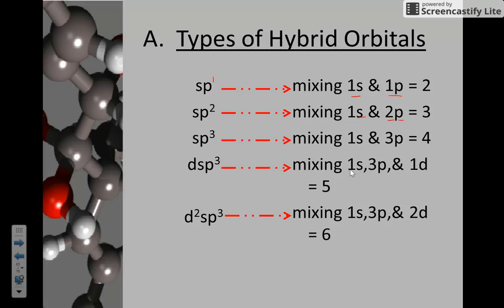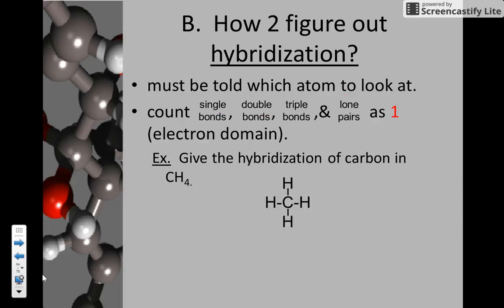And then, as I said a while ago, when your d orbitals come into play and you have those expanded octets, if you're using one of those subshells with a d, we call that a dsp3. And if you're mixing the s, the p's, and two of your d's, that's six total subshells, where you have your octahedral parent structure. d2sp3 is what we call that hybridization.